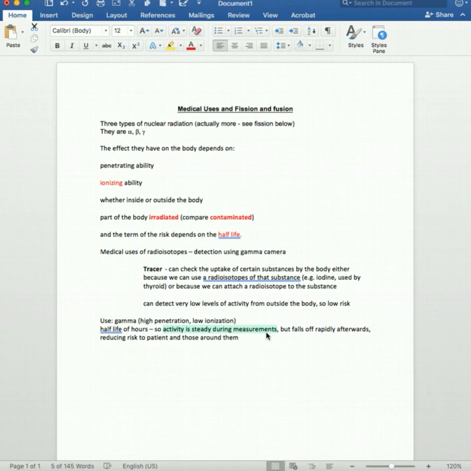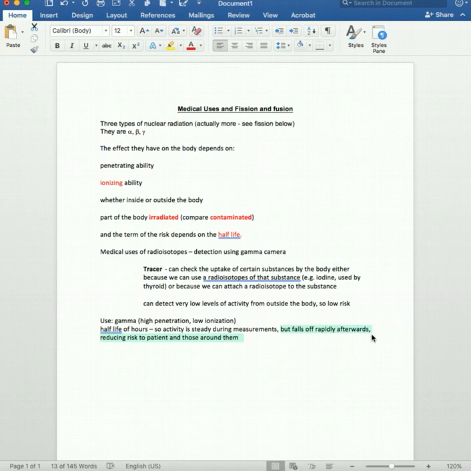So a half-life of hours, so that the activity falls off rapidly after the procedure, which reduces the risk to the patient and those around them. Because once you've been injected with this gamma source, you are a gamma emitter for some time, and you are therefore a hazard to yourself and to anyone that's anywhere near you. So if you were having one of these procedures, you would be told to stay away from pregnant women for a period of time, hours really, but a period of time to avoid any risk to them.